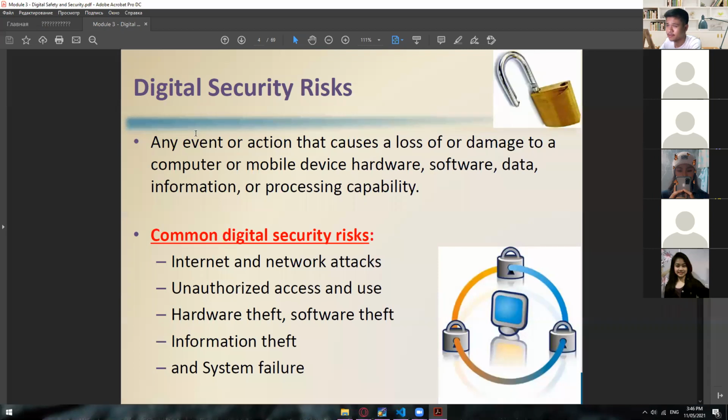What is digital security risk? It is any event or action that causes a loss of or damage to a computer or mobile device. Could be hardware, software, data information, or processing capability. Under this we have the common digital security risks. Number one right now is internet and network attacks, which is a much higher risk than the rest, since we are in a pandemic. And at the same time, of course, hardware theft.